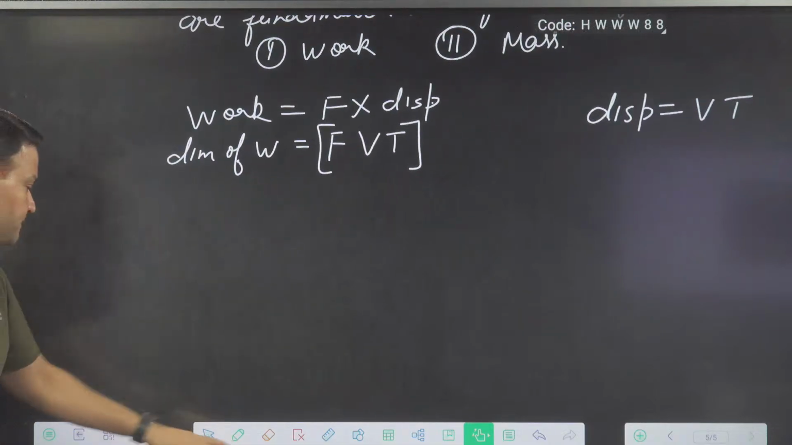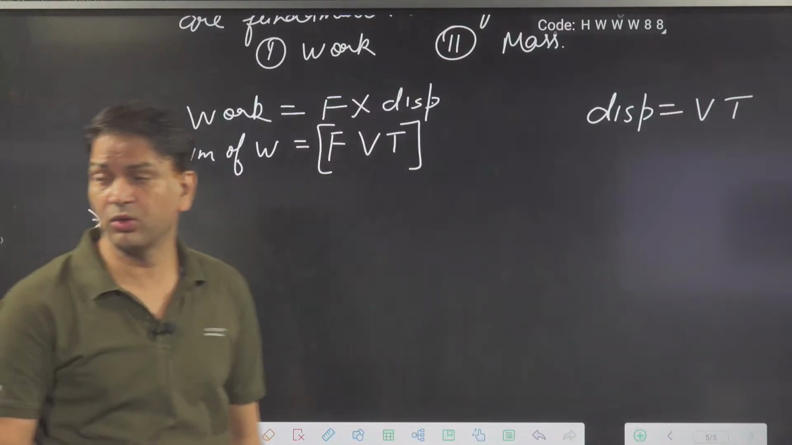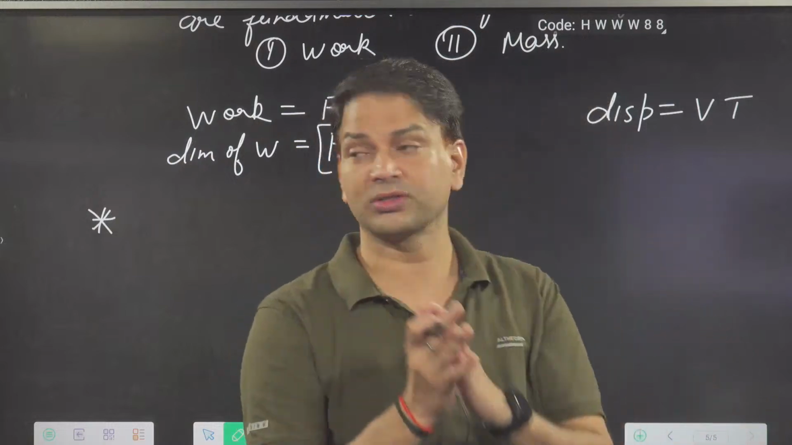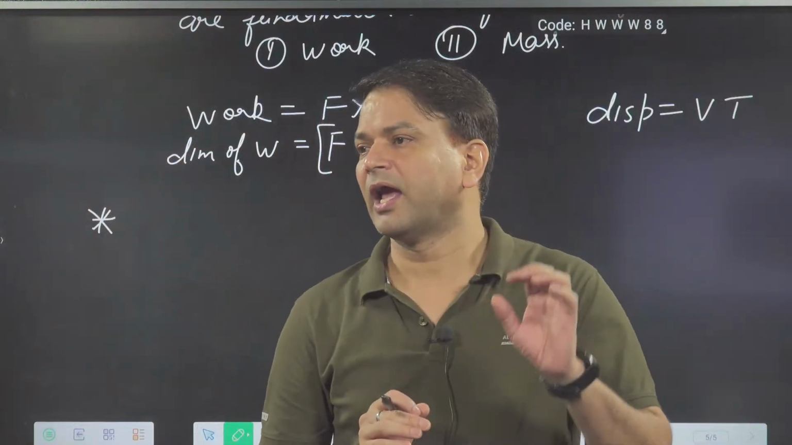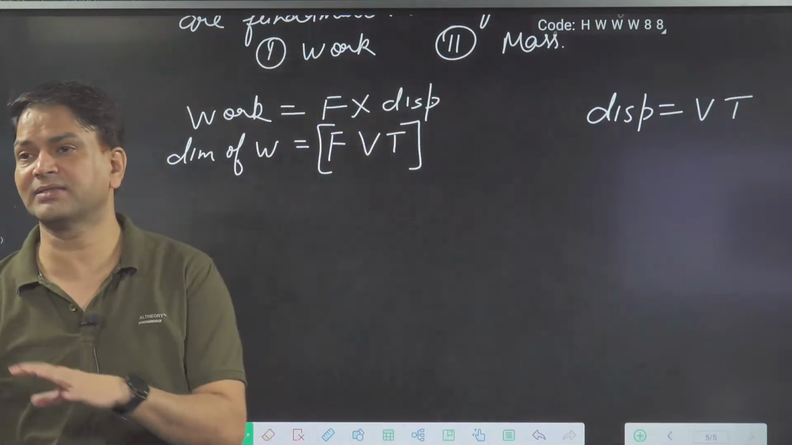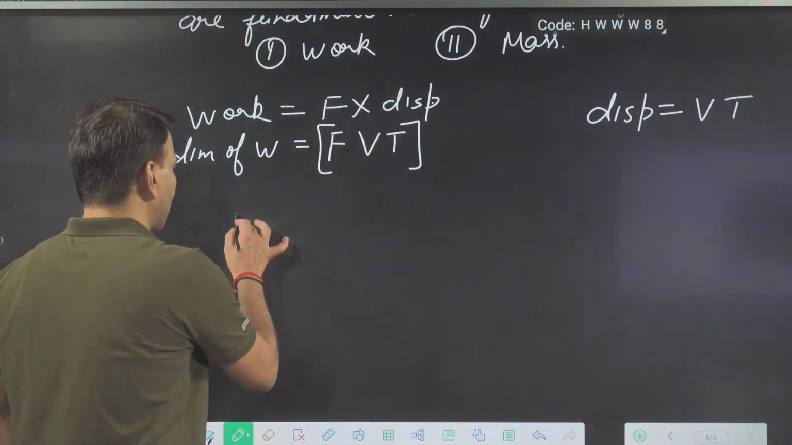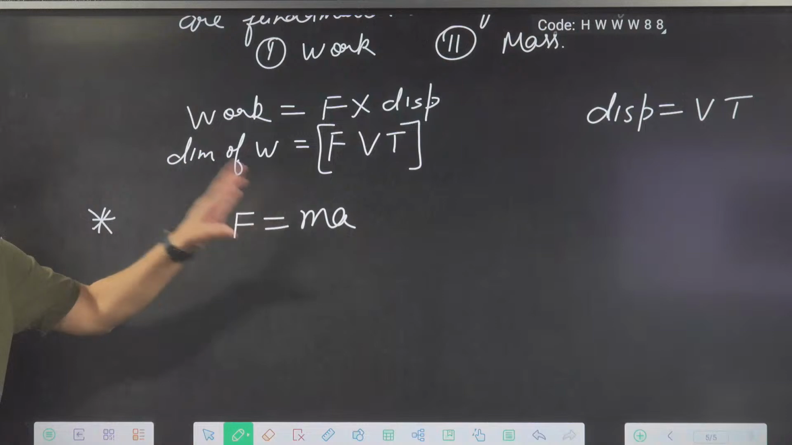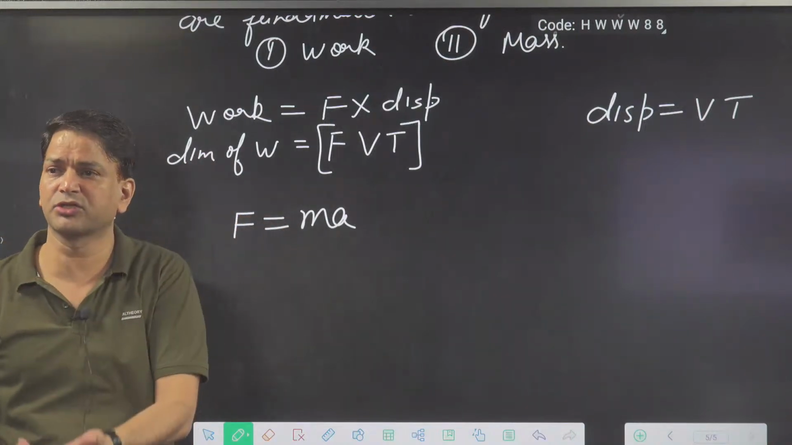Okay, now second, I'm asking for mass. When mass and force have to be related, which formula will come to mind? F is equal to ma, because force I relate with the mass. So if I write F is equal to ma, I need the dimension of mass. F is fundamental, but acceleration is not fundamental.